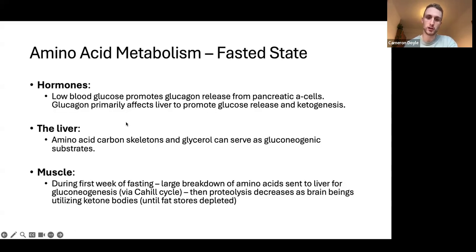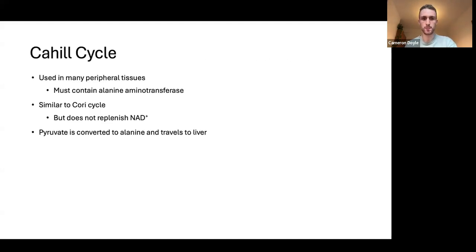Fasted state, low blood glucose promotes glucagon release. This will increase glucose release and ketogenesis, and the carbon skeletons can be used as gluconeogenic substrates. You'll also get large breakdown of amino acids sent to the liver for gluconeogenesis via the Cahill cycle in the first week of fasting, so you still have glucose accessible to the brain. And then proteolysis will occur later, and you'll get ketone body reduction.